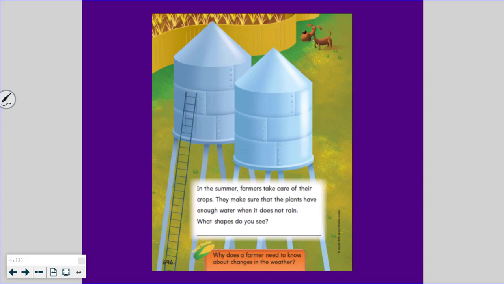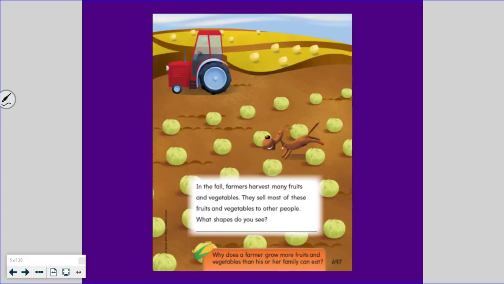All right, next page. In the fall, farmers harvest many fruits and vegetables. They sell most of these fruits and vegetables to other people. What shapes do you see? Again, write down any shapes that you see on the line. Pause your video. At the bottom it says, why does a farmer grow more fruits and vegetables than his or her family can eat? Why would they do that? Let's continue to the next page.